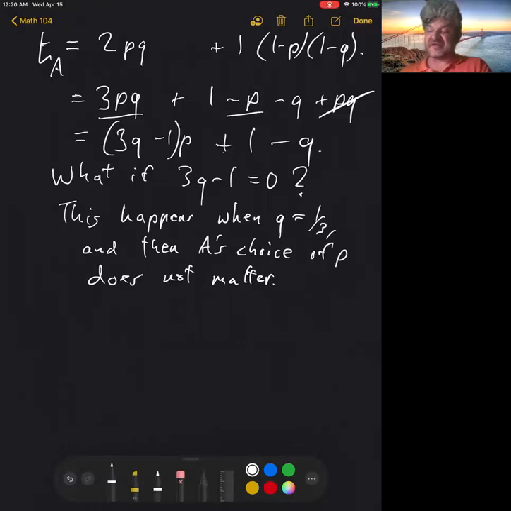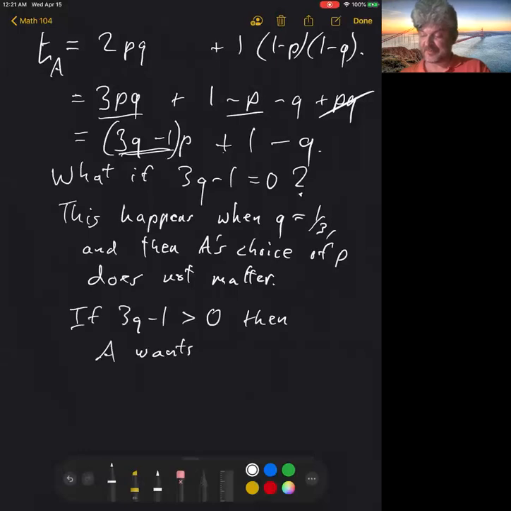Next possibility, 3q minus 1 is greater than 0. We're always focusing on this parenthesis, 3q minus 1. Then, well, to make their expected value as big as possible, A will want to choose P as 1. And to rewrite that inequality, it happens when Q is greater than 1/3.